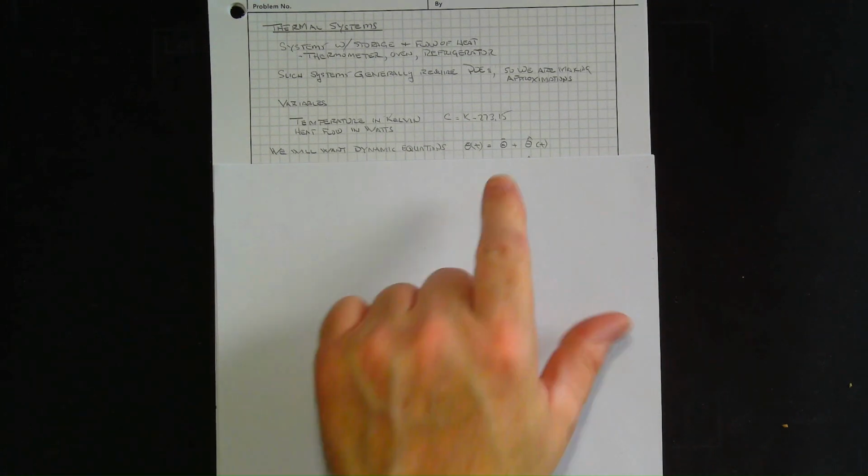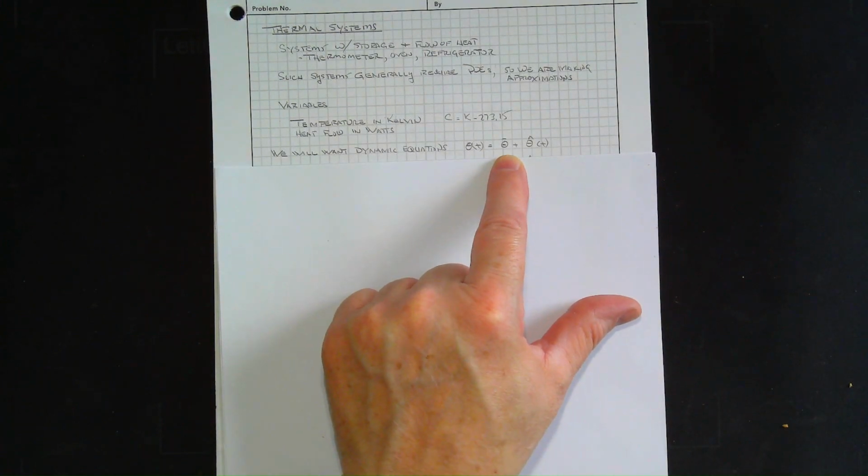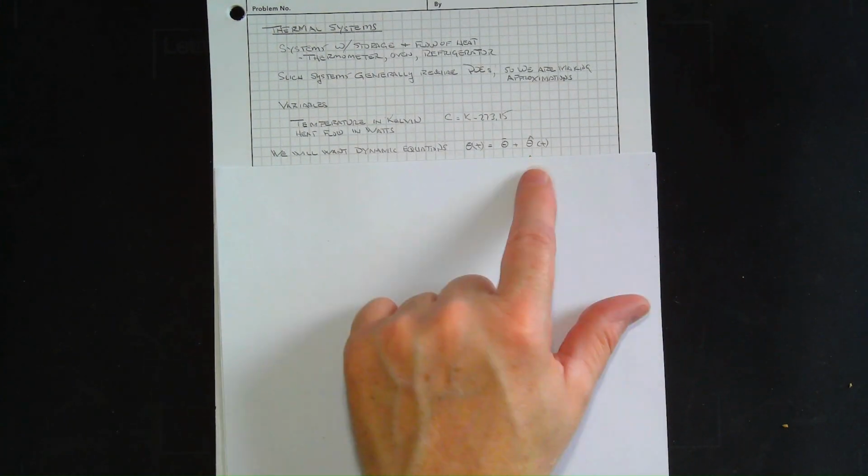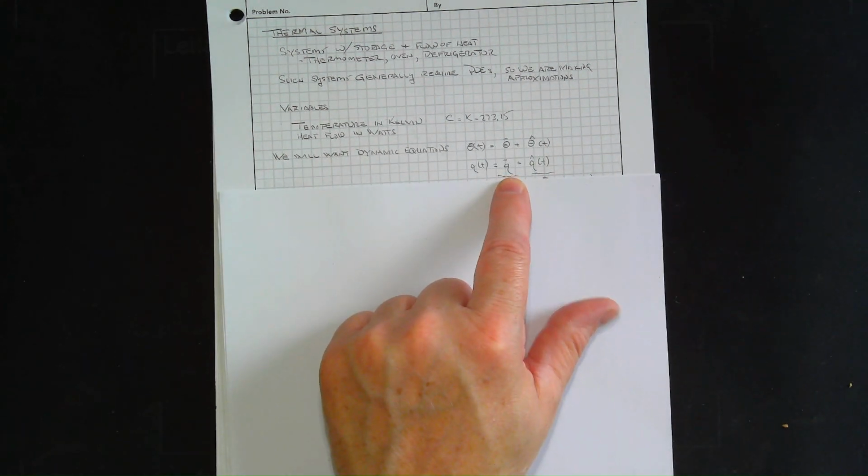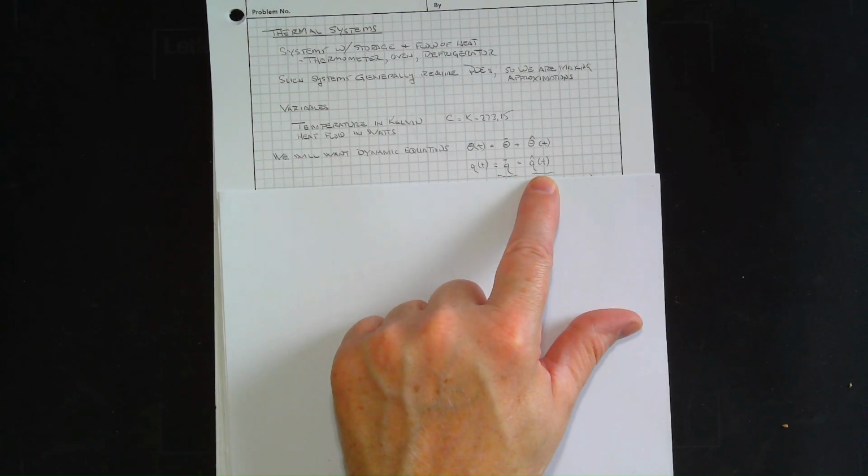The key variables: temperature would be in Kelvin. That's Celsius is equal to Kelvin minus 273.15. So Celsius plus 273.15 would give us Kelvin. Heat flow in watts as normal. We'll note that we're going to want to put things into dynamic equations. So you have sort of a nominal temperature background plus a perturbation around it. We'll be focusing on the perturbation. Or a heat flow, you have a nominal heat flow and then the perturbation around it.